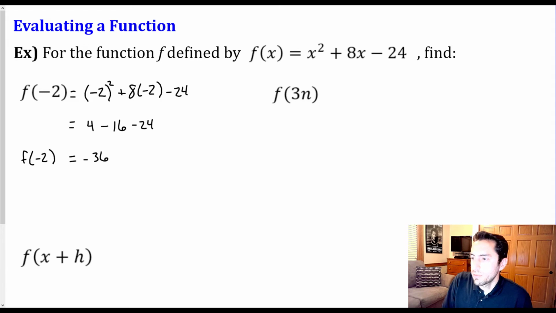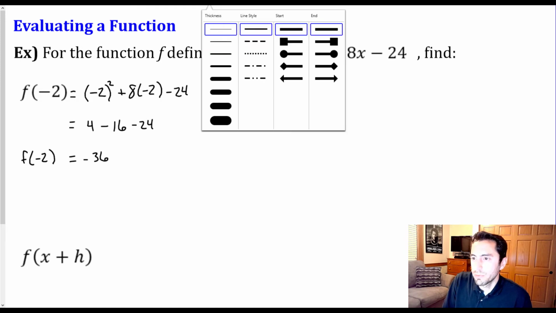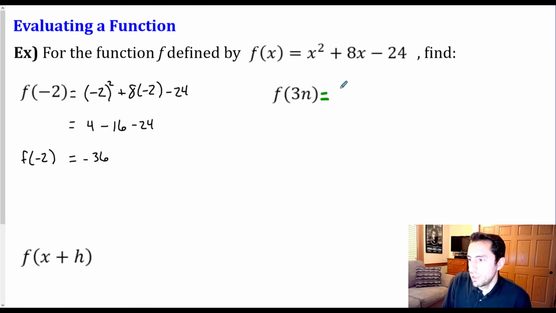Now in the next one, I do have a variable in here, but that's okay. We're still going to do the same exact thing. All this is telling us is to use our rule for this expression. So what do we end up with when this gets replaced for x? This is going to be equal to, inside x squared here, we're going to do 3n squared. Again, I'm using my parentheses because I do want to square that entire thing. And then plus 8 times 3n. And then we have the minus 24.